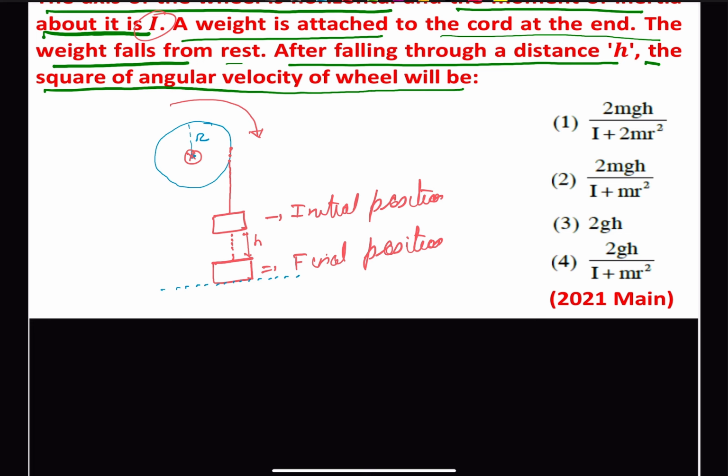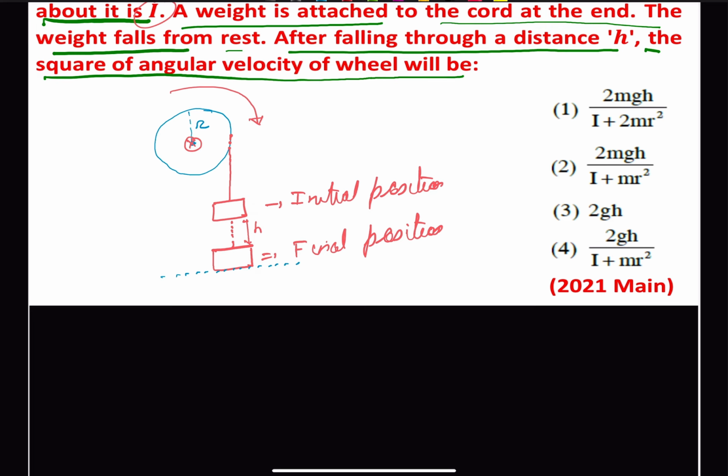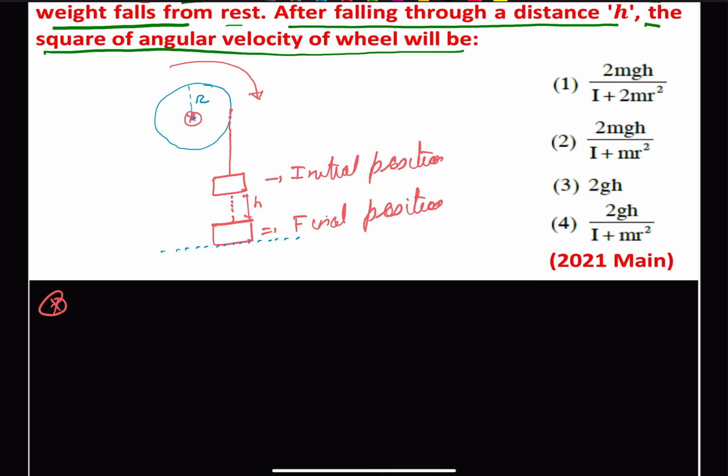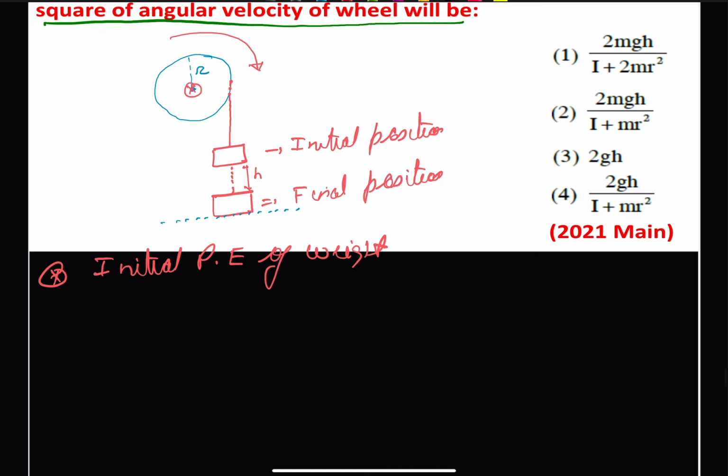So in the initial position, the initial potential energy of the weight, which was initially at rest at a height h, that is our U initial, will be equal to mgh.